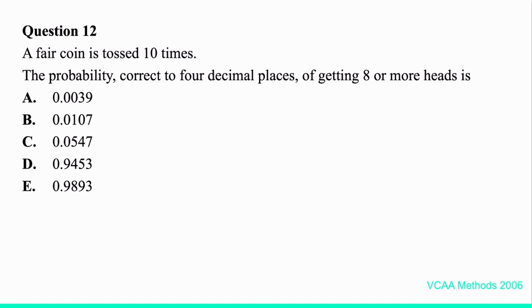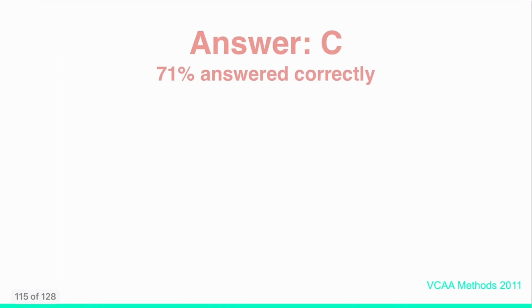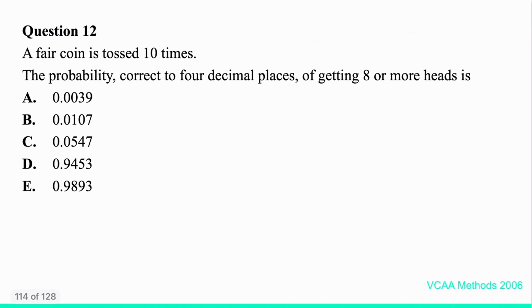Hopefully you've completed it. The answer is C, and 71% of students answered this one correctly. It's very much based on what we learnt last lesson. So if we've got a fair coin that's been tossed 10 times, then this becomes my n, my number of trials, and then the probability correct to 4 decimal places of getting 8 or more heads. So what I'm looking for is the probability that X, where X is the number of heads, is 8 or more.